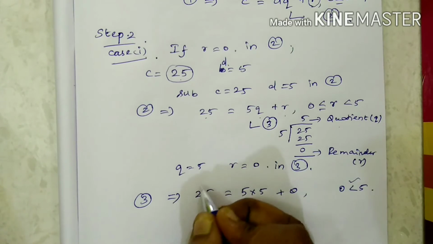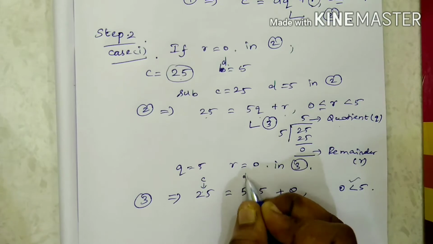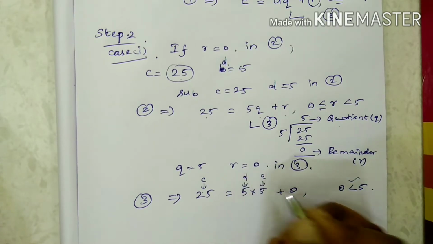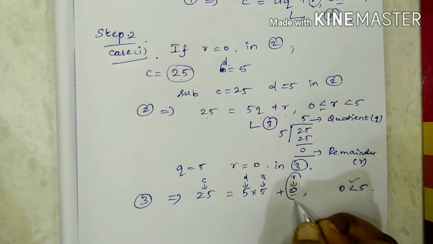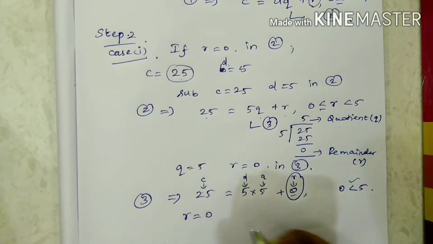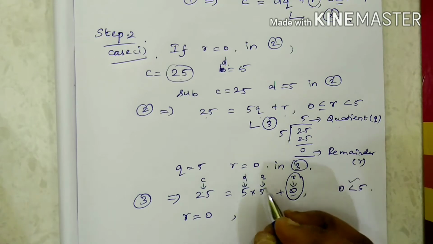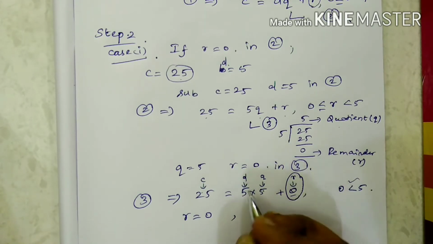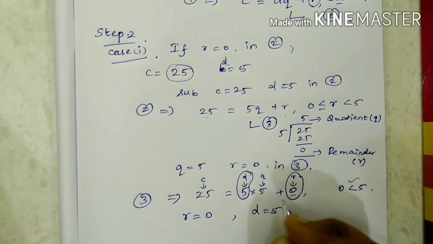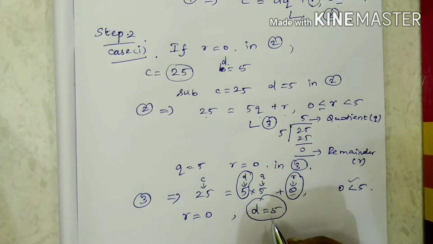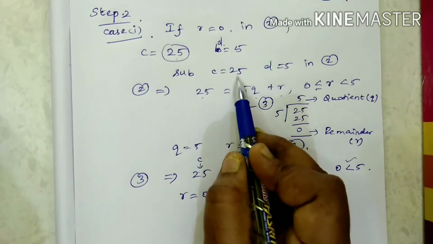So now see here, this is the value of C and this one is D, this one is Q and this one is the R. So, we are getting here the value of R as 0, that is R is equal to 0. Now, in this case, at this stage, what is the divisor in our equation? That is, we get the divisor at this stage is equal to 5. Then this divisor D is equal to 5 becomes the HCF of our given two positive integers 25 and 5.